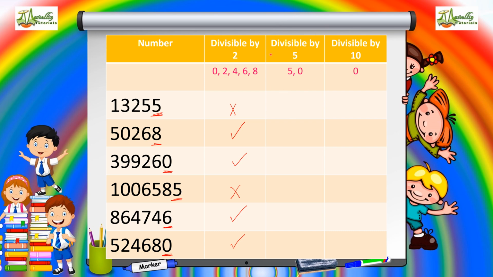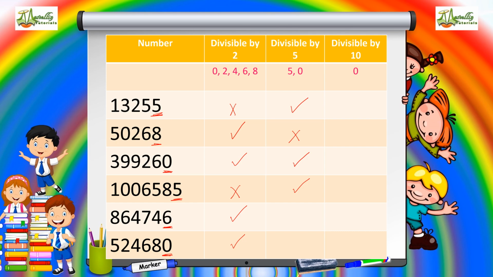Now, let's take up the column for divisible by 5. So, number should be ending with 0 or 5. First number ends with 5, so this is divisible by 5. Second number ends with 8, not divisible by 5. Third number ends with 0, divisible by 5. Fourth number ends with 5, so divisible by 5.